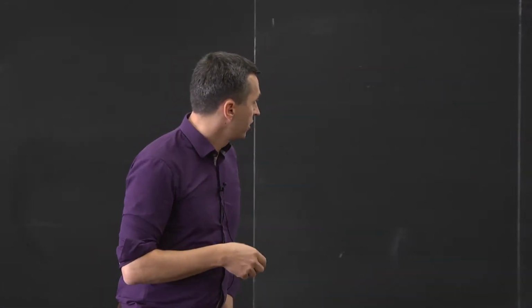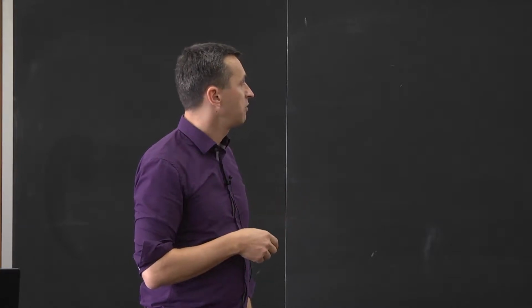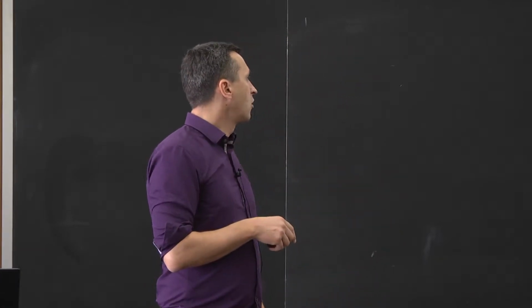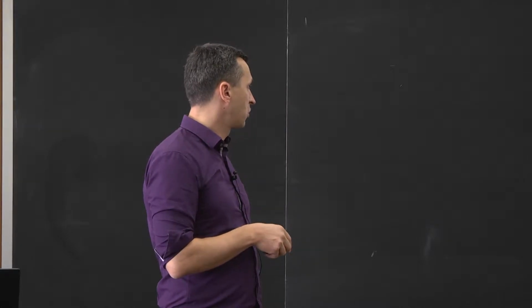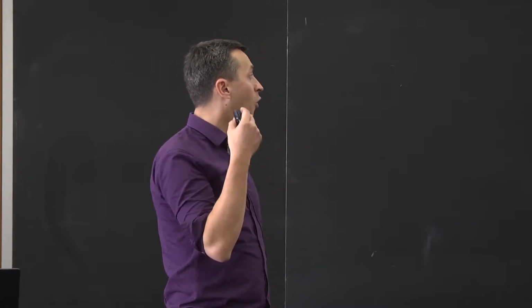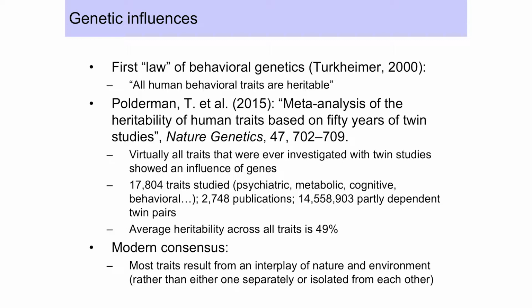My colleagues at the Vrije University in Amsterdam published a nice paper together with Peter Visscher in 2015, which was basically a meta-analysis of all the twin studies that had been done up to 2014, I think. They looked at this entire body of literature, which was almost 18,000 traits studied in almost 3,000 publications based on over 14 million partly dependent twin pairs. So there's a massive amount of data. Basically what they found is that for all the categories, for all the phenotypes that they looked at, they rejected the null hypothesis of no heritability. Of course, they found a wide range of heritability estimates, and across the various traits, the average heritability estimate was pretty much exactly 50%.